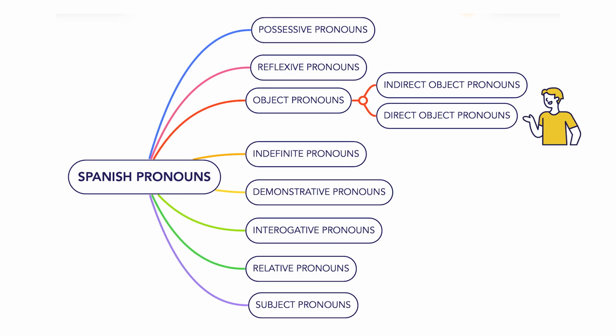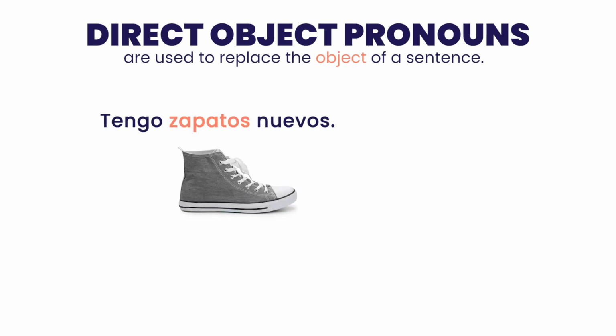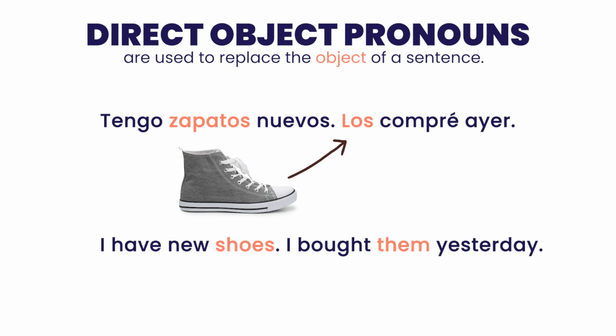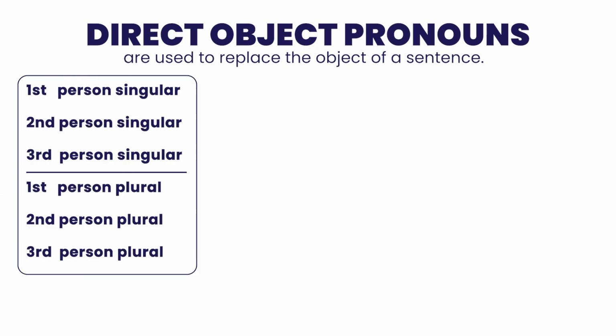Direct object pronouns. Direct object pronouns are used to replace the object of a sentence. Tengo zapatos nuevos. Los compré ayer. I have new shoes. I bought them yesterday. In Spanish, object pronouns are as follows: Me, te, lo, la, nos, os, los, las.